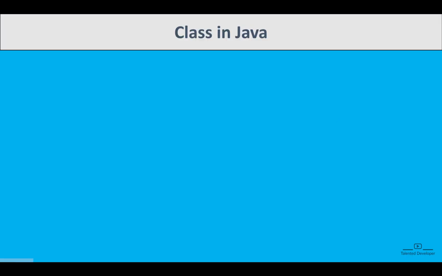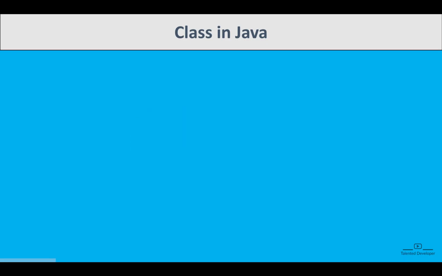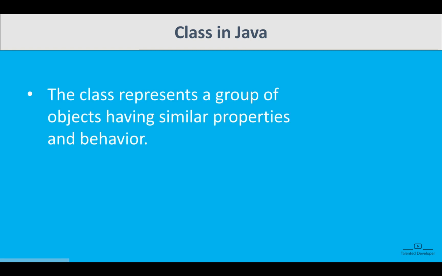So let's start with a simple question. What is a class? Think of a class as a blueprint for creating objects. It defines the properties, or I can say attributes, and the behavior, or I can say methods, that the object created from the class will have. So in simple terms, the class represents a group of objects having similar properties and behavior.